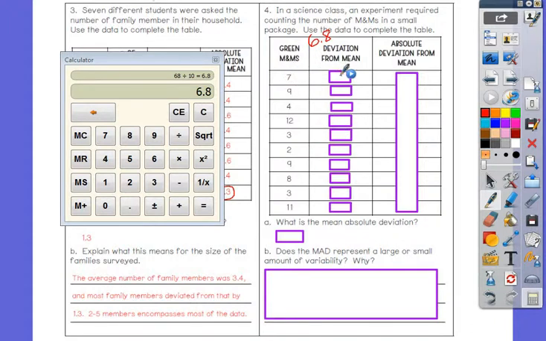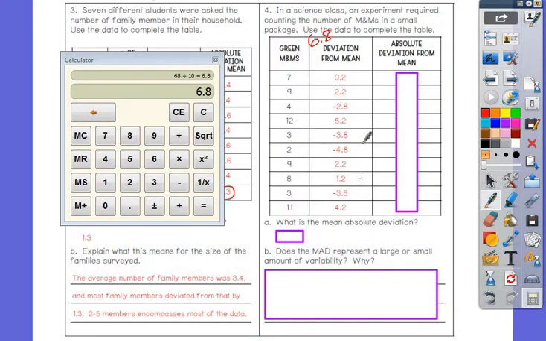So I do 7 minus 6.8, that gives me a positive 0.2. 9 minus 6.8 gives me a positive 2.2. 4 minus 6.8 is going to give me a negative 2.8. 12 minus 6.8 gives me a positive 5.2. 3 minus 6.8 gives me a negative 3.8. 2 minus 6.8 is going to give me a negative 4.8. 9 minus 6.8 gives me a positive 2.2. 8 minus 6.8 gives me a positive 1.2. 3 minus 6.8 is going to give me a negative 3.8. And 11 minus 6.8 is giving me a 4.2.